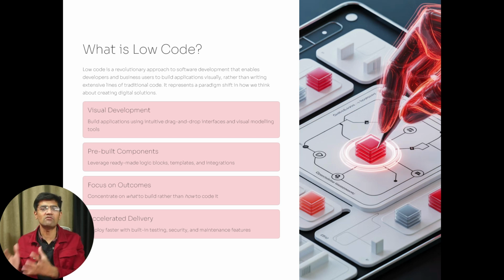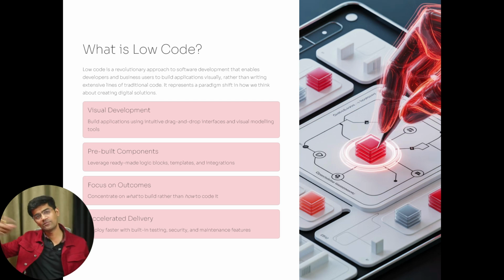But in the visual development approach, the platform itself provides us a tool or a software. Using that software, we drag and drop the components on the screen, and behind the scenes, the platform handles the code building. So in short, it's visual development. We build the application using an intuitive drag and drop interface and visual modeling. In this way, we get the pre-built components from the platform. We just drag and drop that component and the platform handles everything, right?